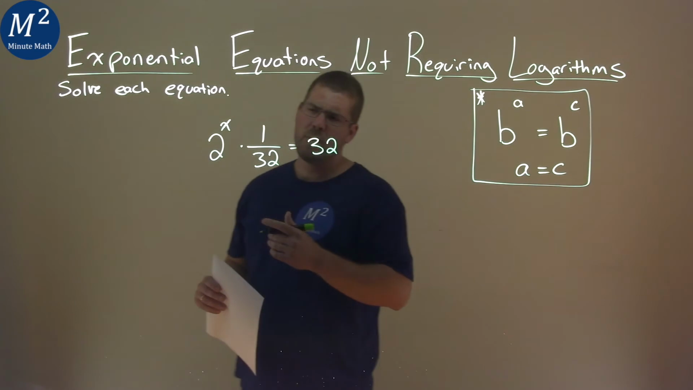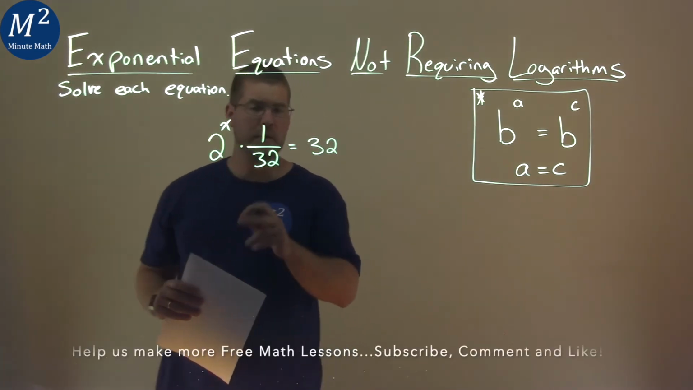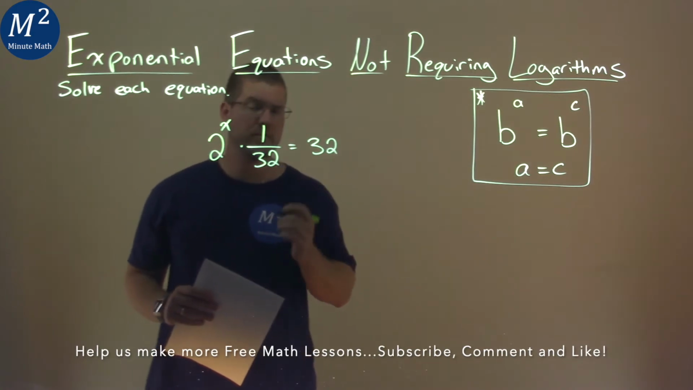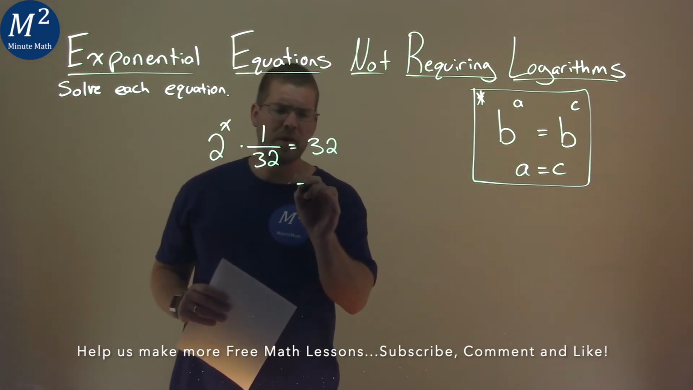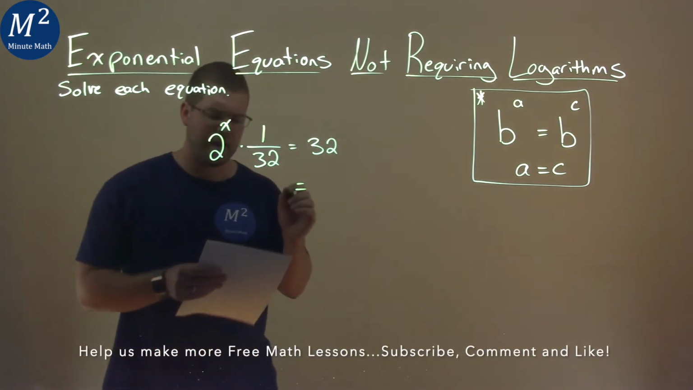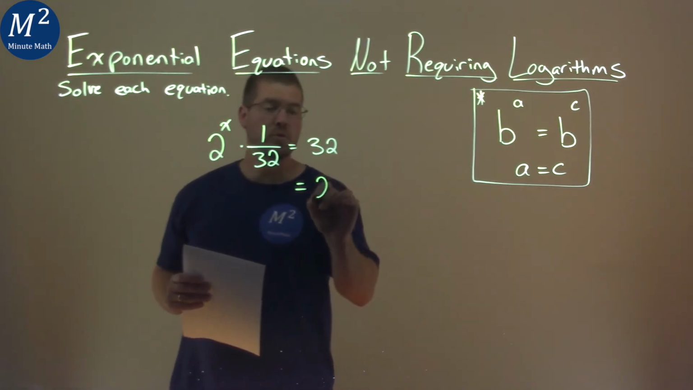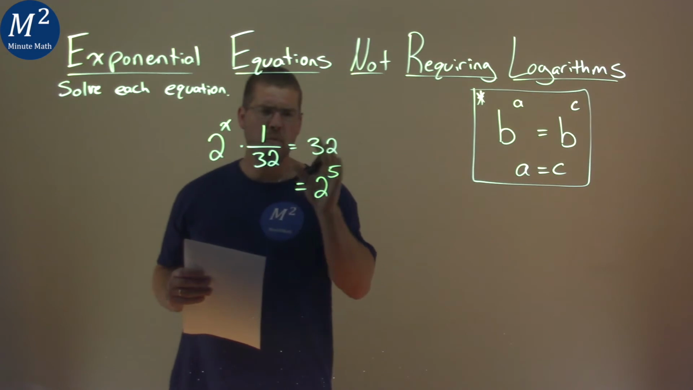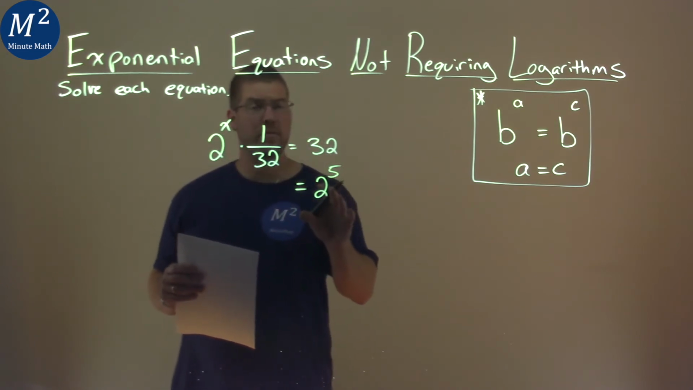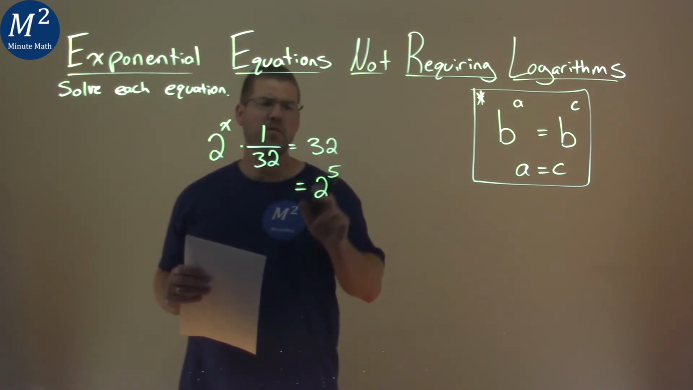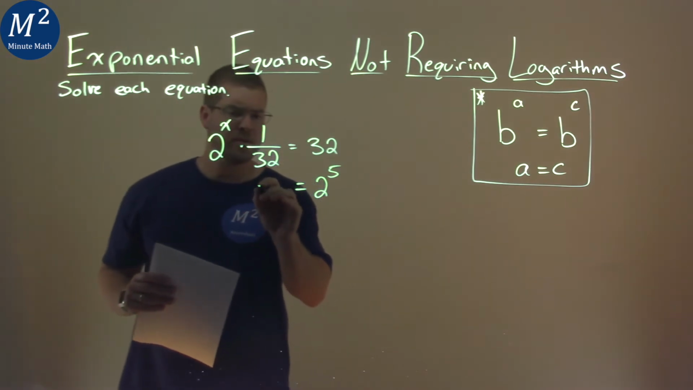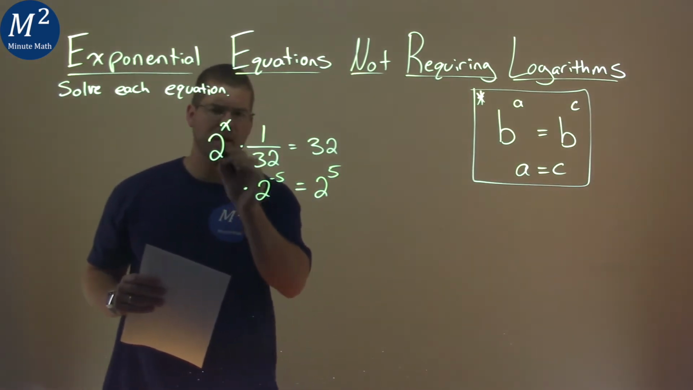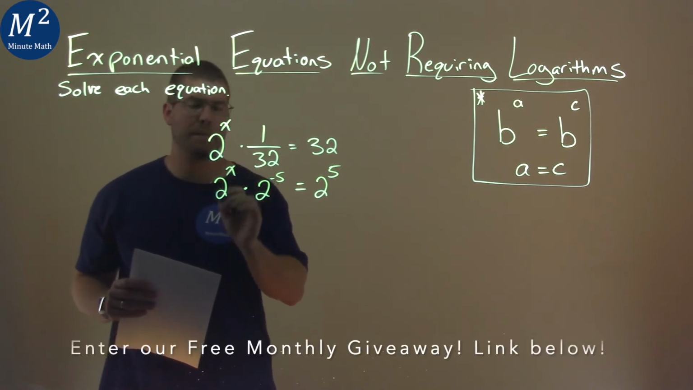We're given this problem right here. 2 to the x power times 1 over 32 is equal to 32. And we have to solve this. Well, one thing I know about 32 is that I can write that to be 2 to the 5th power. And that's going to be the name of the game here. We want to write everything we can with a base of 2. So if 2 to the 5th power is 32, then 2 to the negative 5th power is 1 over 32, and then 2 to the x just comes down.